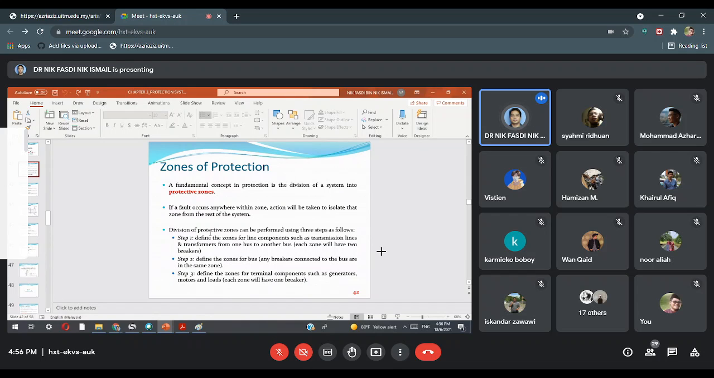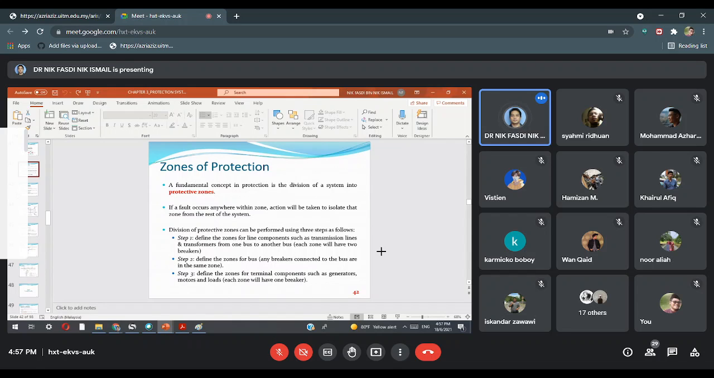Okay. Division of protection zones can be performed using 3 steps as follows. Step 1, define the zone of line components such as a transmission line or transformer, from one bus bar to another bus. Each zone will have 2 breakers. Step 2, define the zone for the bus. Any breaker connected to the bus is in the same zone. Step 3, define the zone for terminal components such as generators, motors and loads.